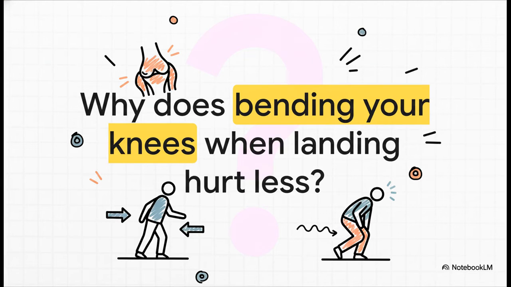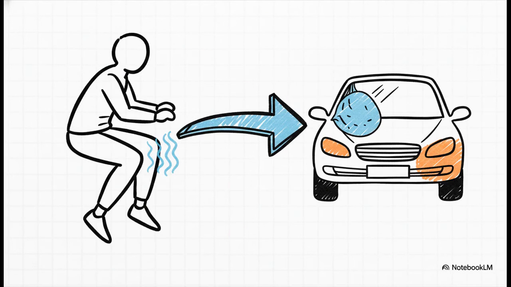Why is it that when you jump and land, bending your knees hurts so much less than landing with your legs locked straight? The answer feels intuitive, right? But the actual physics behind it is, honestly, brilliant. And here's the wild part.